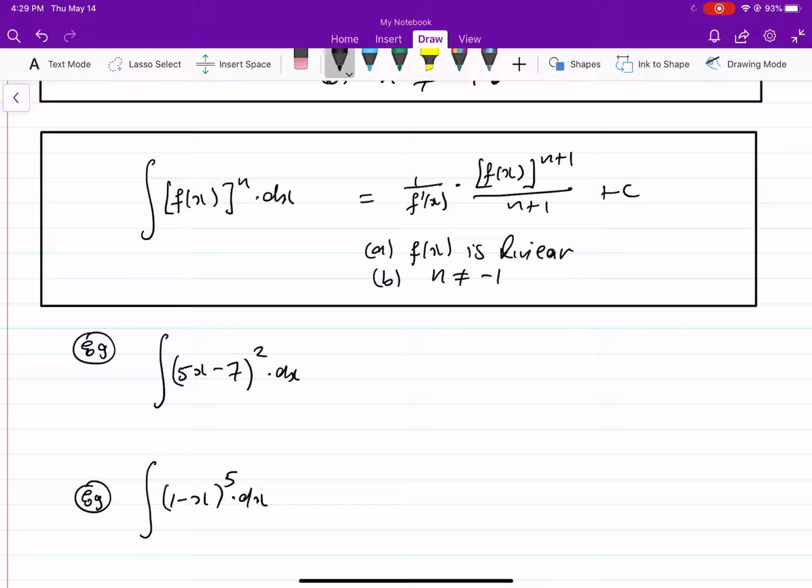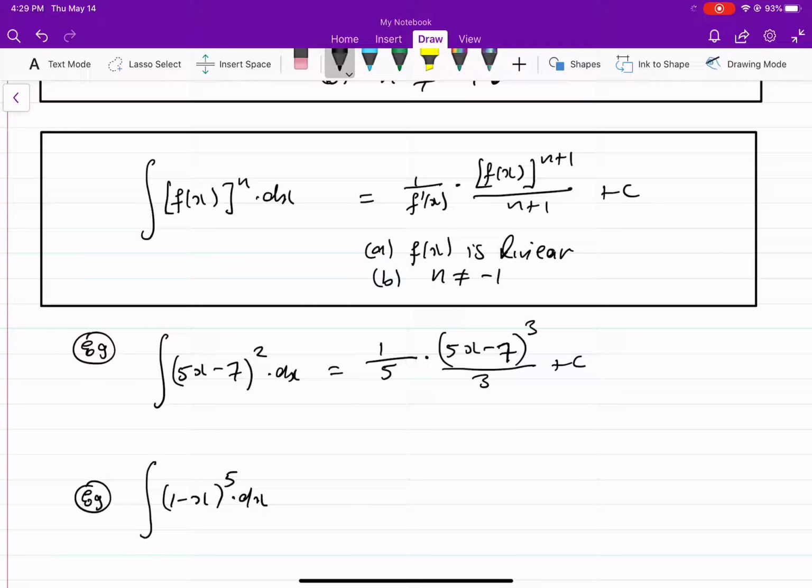So here this is equal to 1 upon the derivative of the part in the brackets. Now 5x minus 7, you know how to differentiate that with your eyes closed. When you differentiate 5x minus 7, you just get 5. So 1 upon f prime of x is 1 upon 5 times the same f of x, which is 5x minus 7, to the power n plus 1. In this case, n is 2, so 2 plus 1, that's 3, upon n plus 1, which is 3, plus c.